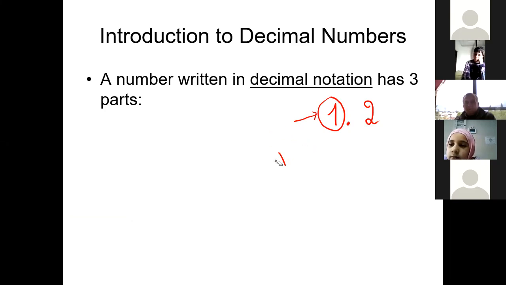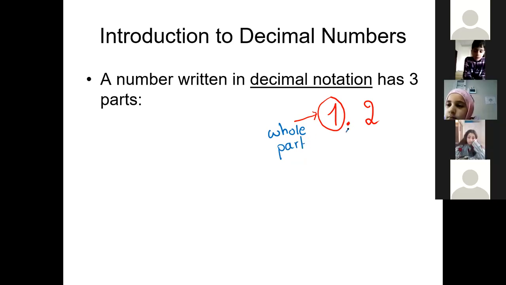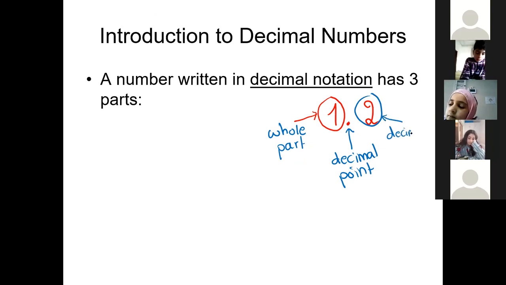The number that's written to the right side of the point, we call it decimal. The point, we call it decimal point. The number that's written to the right side of the point, which is 2, we call it decimal part. So we have 3 parts. A decimal number is composed of 3 parts: a whole part, a decimal point, and a decimal part.